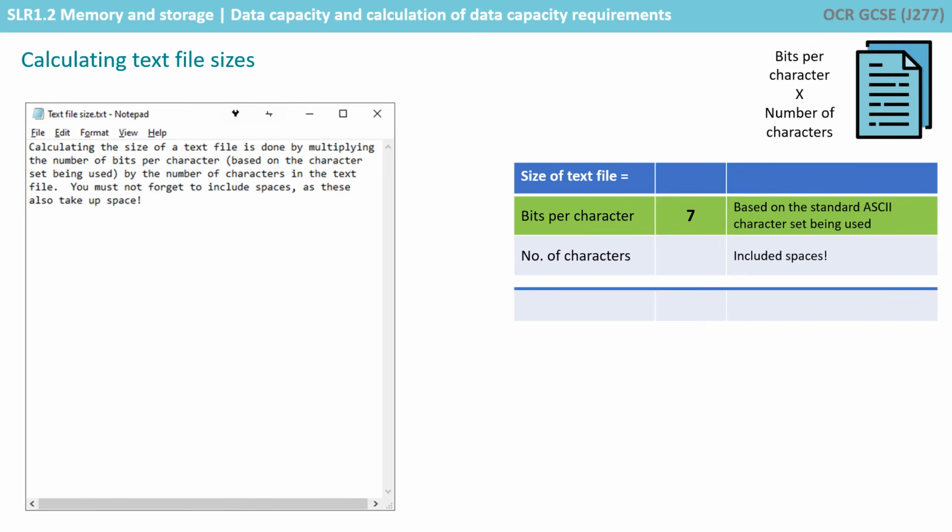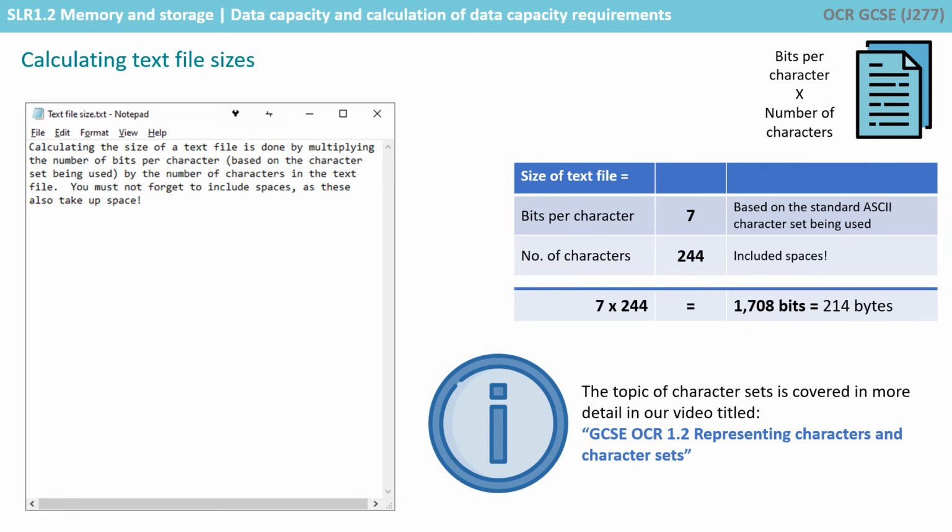So if we're basing this on the standard ASCII character set, every character would take up 7 bits of storage. Times that by the number of characters in the text file. Now that includes spaces, as a space has to be stored. So there's 244 characters here. We times the two together and get a file size for this text file of 1708 bits, divided by 8, 214 bytes.